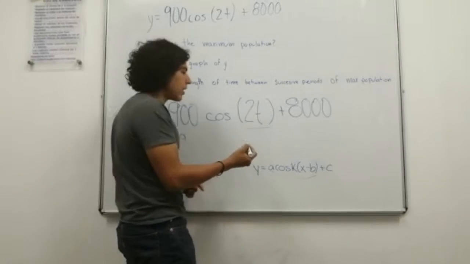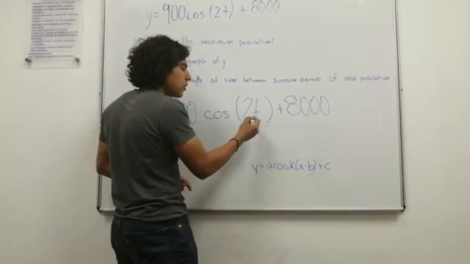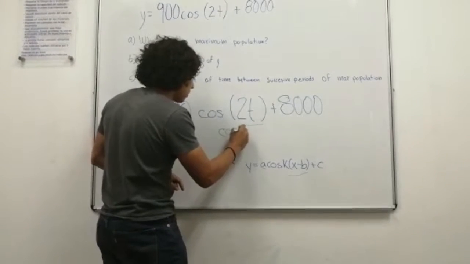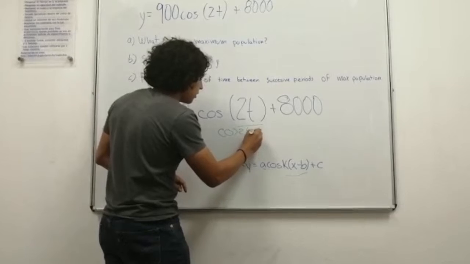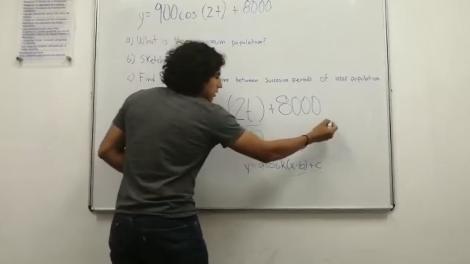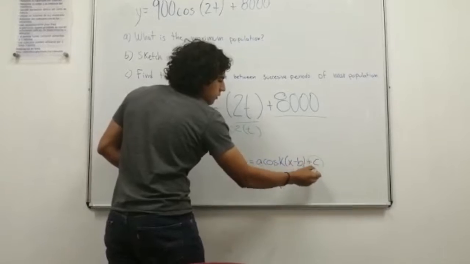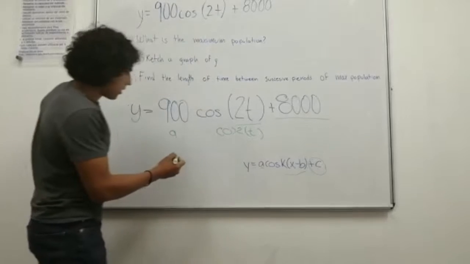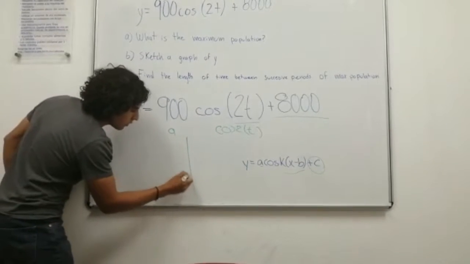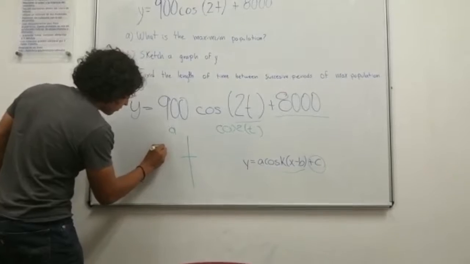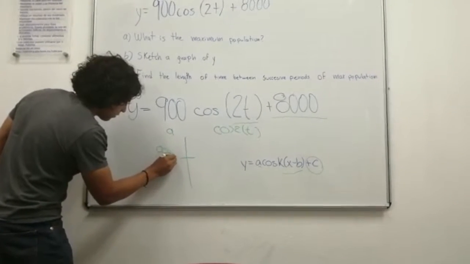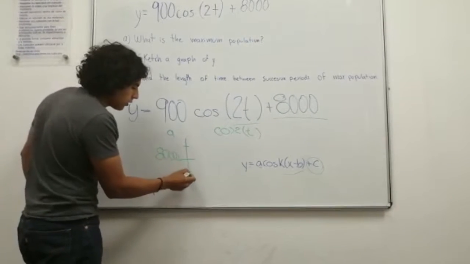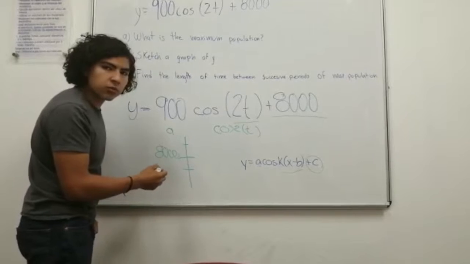We need to obtain our K, since in here we don't have anything. But we simply need to factorize. You need to have a cosine of 2, and you will simply leave t within the parentheses. And the 8,000 is c, which means that it will have a huge horizontal shift. Therefore, our graph is going to start on 8,000, and it's going to go up all the way to 8,900, and it's going to go down to 7,100.